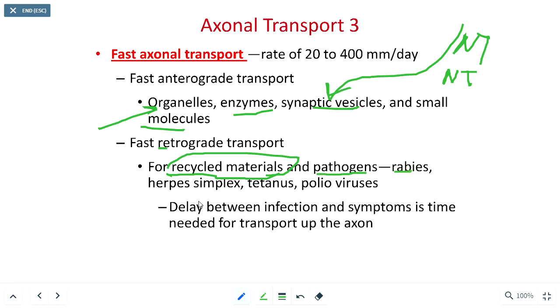If we think of rabies virus, herpes virus, tetanus, or polio viruses, all these different pathogens are going to rely on retrograde transport to travel the length of the axon to get back to the neurosoma. So why is this significant? Because retrograde transport is going to take a while, typically a couple days. It's not quite as fast as fast axonal transport. And this results in a delay between when we are infected and when the symptoms of that infection start to manifest themselves.